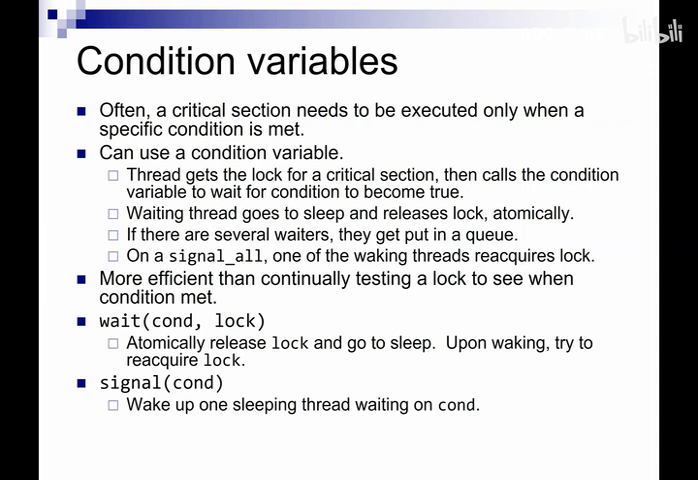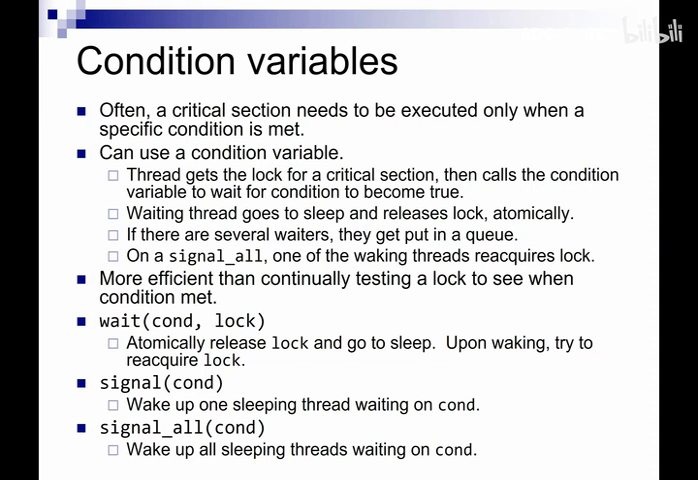The signal function signals that a condition has become true. Once the signal occurs, the threads waiting on that condition wake up, and then they try to reacquire the lock. The signal maybe just signals one thread to wake up, but we can actually signal multiple threads, or actually all threads, to wake up using signal all.